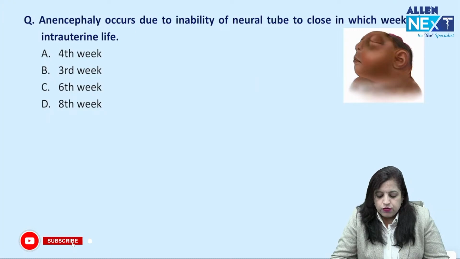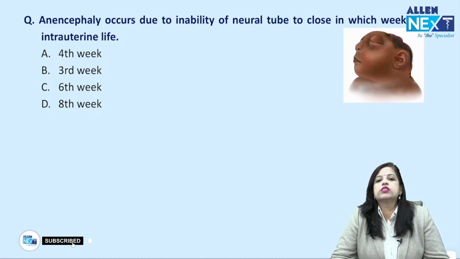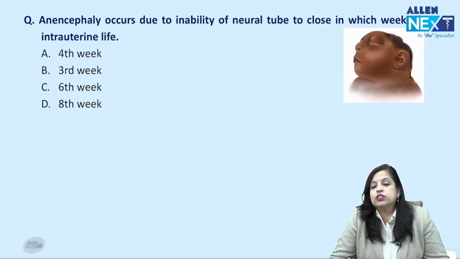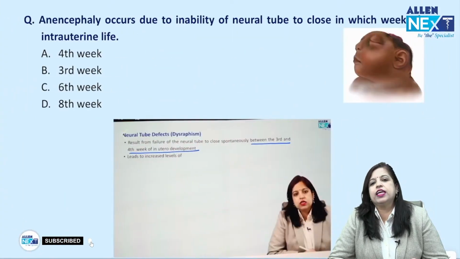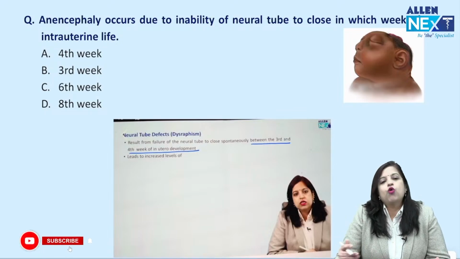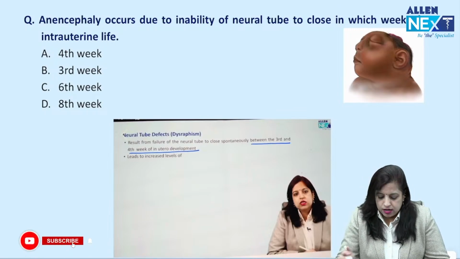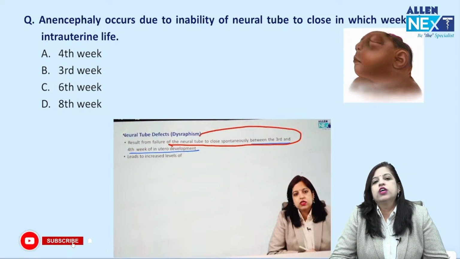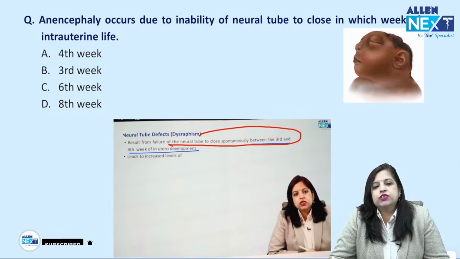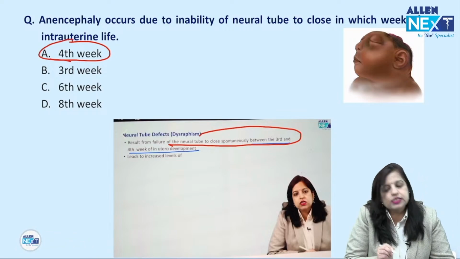Anencephaly occurs due to inability of the neural tube to close in which week of intrauterine life? This was the first question put in front of me, that it came from pediatrics. I was glad because this was clearly discussed in notes with you: all neural tube defects, also referred to as dysraphism, including anencephaly, occur because of failure of the neural tube to close spontaneously between the 3rd and 4th week of in utero development. So the correct option is going to be the 4th week of life.